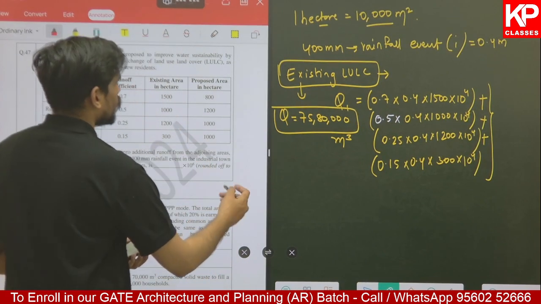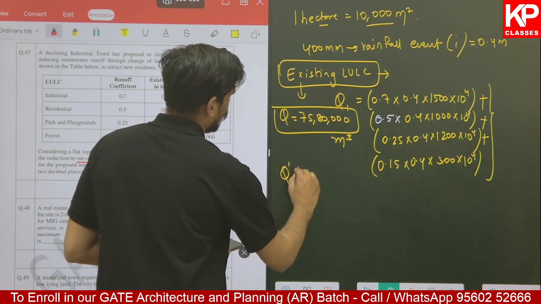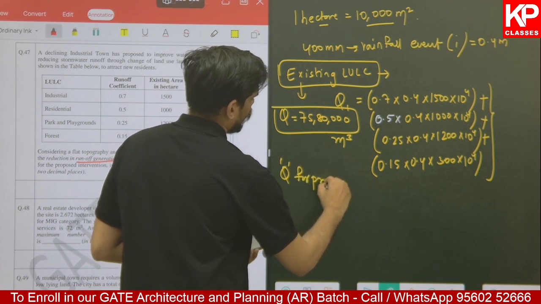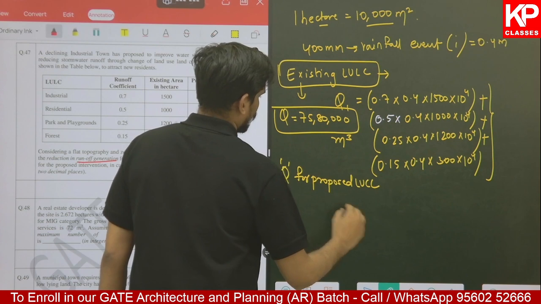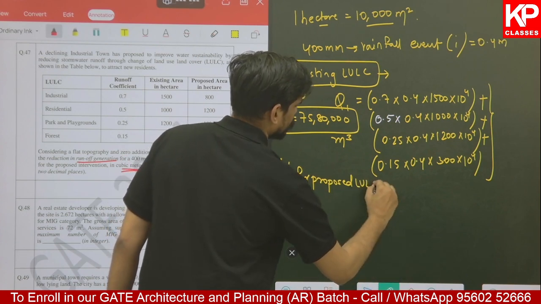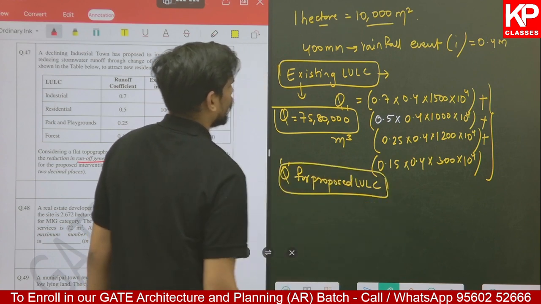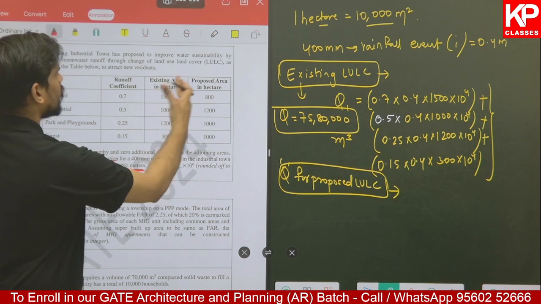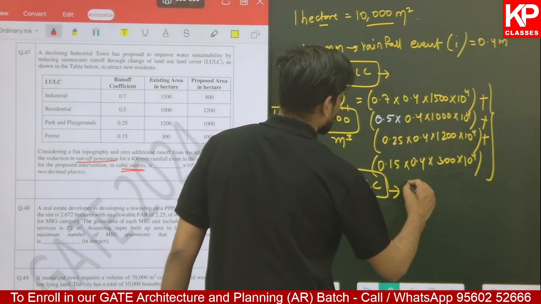The proposed LULC now, quantity of runoff Q for proposed LULC. For the proposed land use land cover, what is the quantity of runoff? Let us try to calculate that. Same approach, but you'll need to take the proposed area coverage, not the existing area coverage. So what will this Q be?